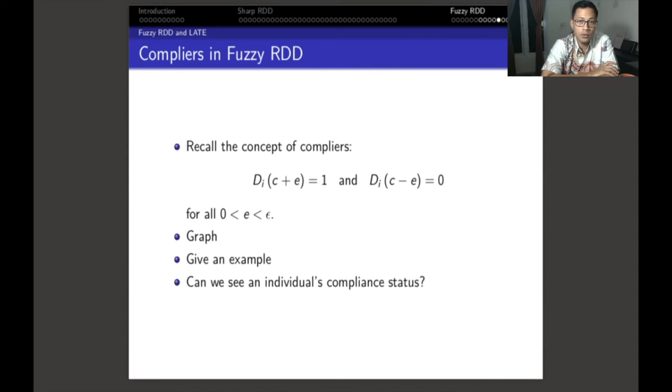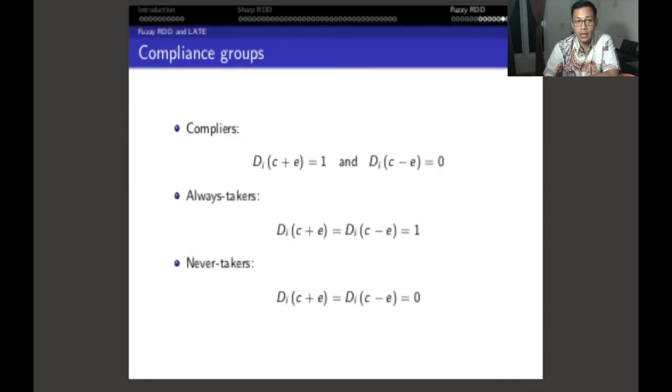So an individual who obtains a treatment assignment of one and obtains the treatment is going to be a complier. Then individuals who get a treatment assignment of zero and do not take the treatment are going to be compliers. However, individuals who receive a treatment assignment of zero but get the treatment are going to be assumed as always takers. And individuals who receive a treatment assignment of one but didn't take the treatment are going to be regarded as never takers, or assumed to be never takers in this particular case.